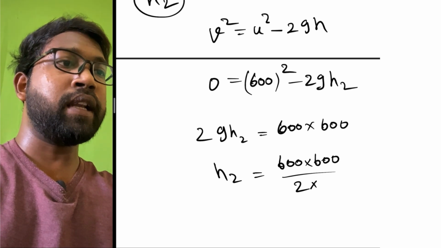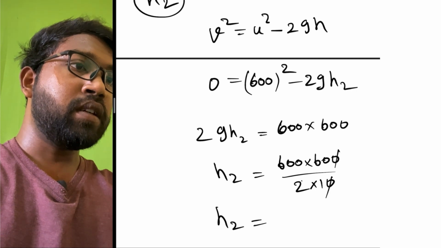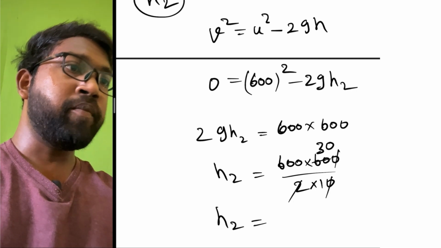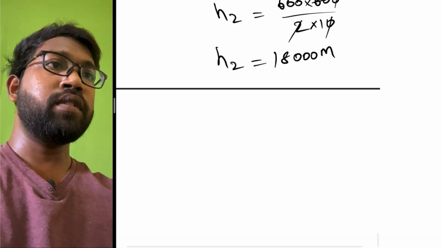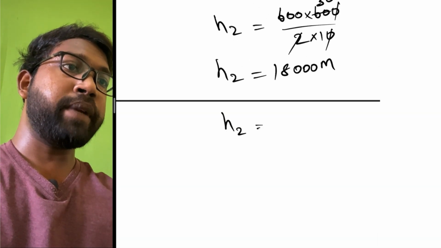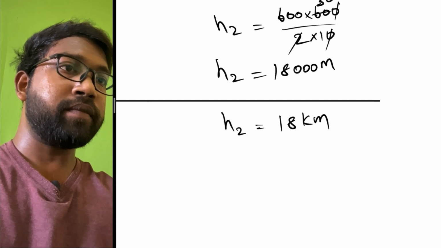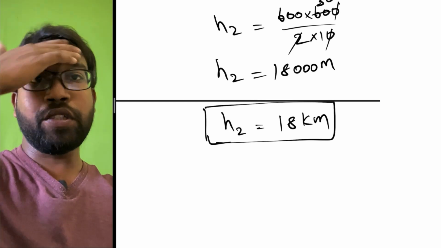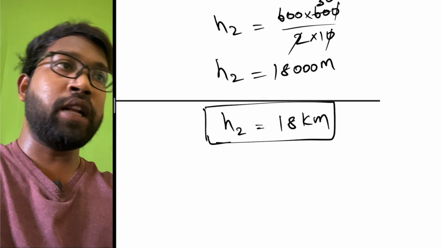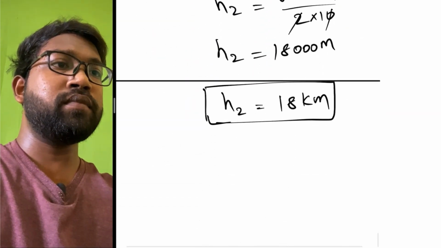I just take g like a 10. So then we get 18,000 meter. So H2 becomes 18 kilometer. Nice, right? So the second distance is also 18 kilometer, and H1 is also 18 kilometer. Okay, we just found the two things.